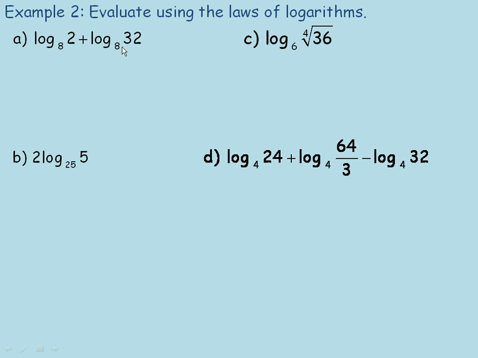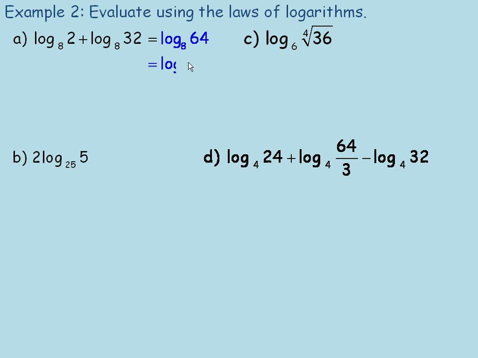In example 2 here, we're asked to evaluate using the laws of logarithms. And so the first thing I'm going to do is rewrite this as one single logarithm. It's the sum of two logarithms, so according to that product law, I could write that as the log base 8 of 2 times 32. Of course, 2 times 32 is 64. Now, the answer to that logarithm means what power do you raise 8 to get 64? And of course, some people can look at that right away and say, oh, I know that 8 squared is 64, so the answer should be 2.